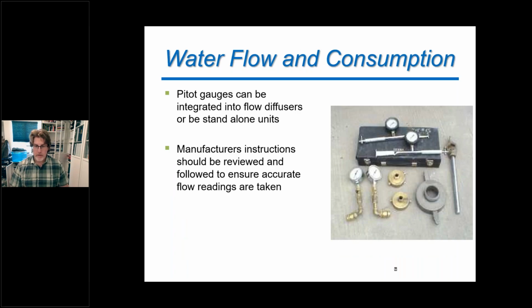This is an example of a pitot gauge, a type of flow gauge that you can use to measure the flow coming out of a blow-off or a hydrant. And you might only have to use this that first time to really help you measure out those minimum flushing times that you can use. And these often are built into your diffusers.